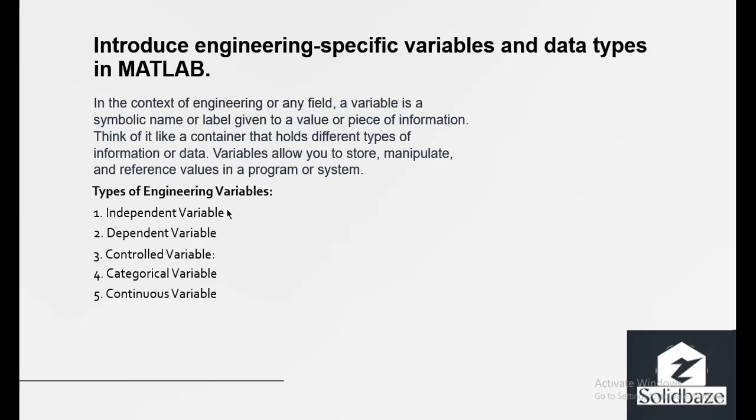Then we have the discrete variable. Now, in the manufacturing process, the discrete variable might be the number of units produced or the number of defects in a batch. Then we have the nominal, and we equally have the ordinal. But for the purpose of this training, we'll not be looking into the nominal or ordinal.